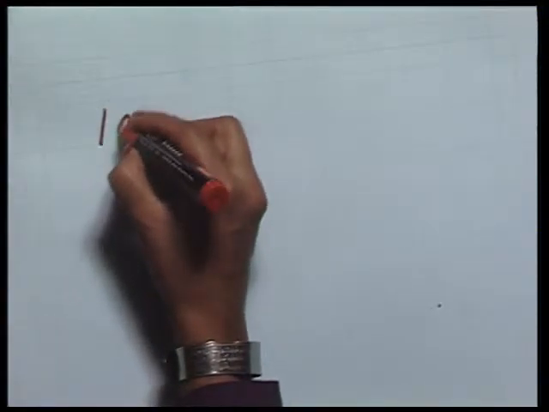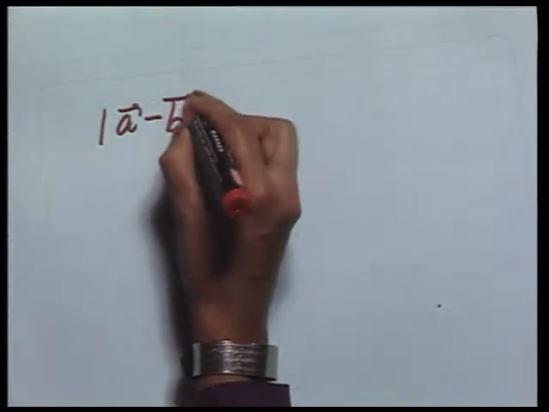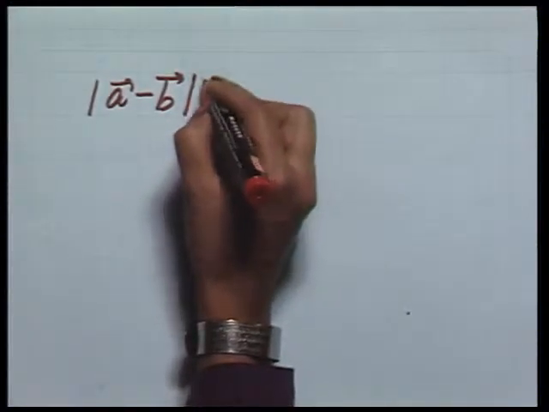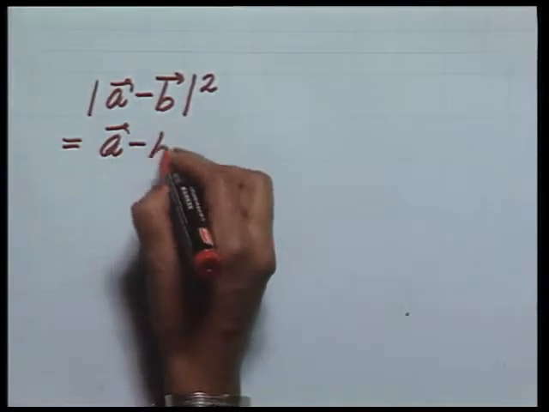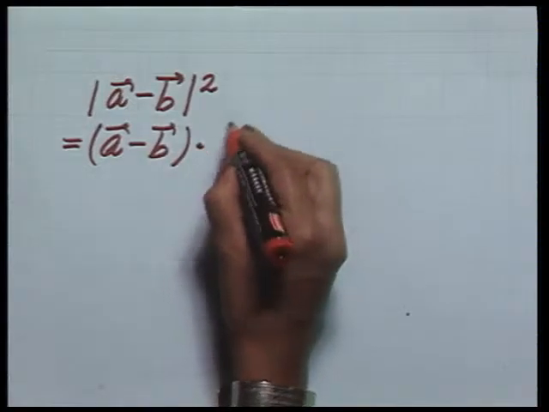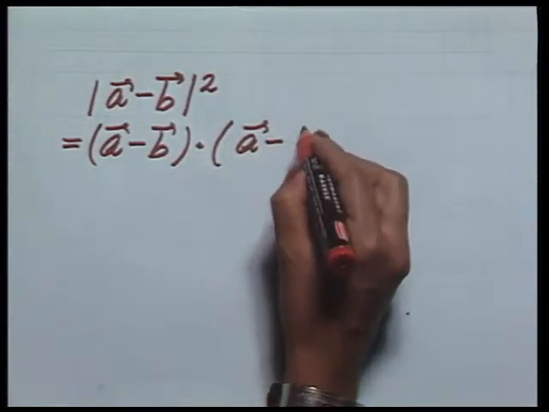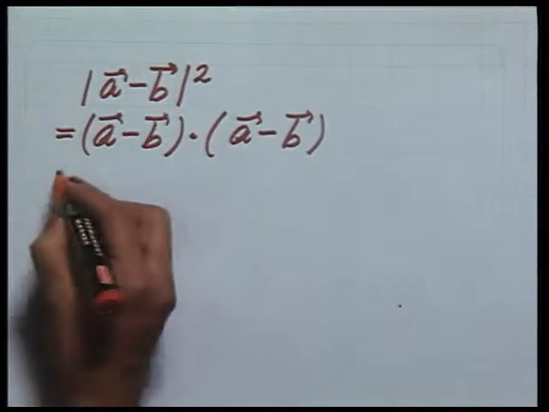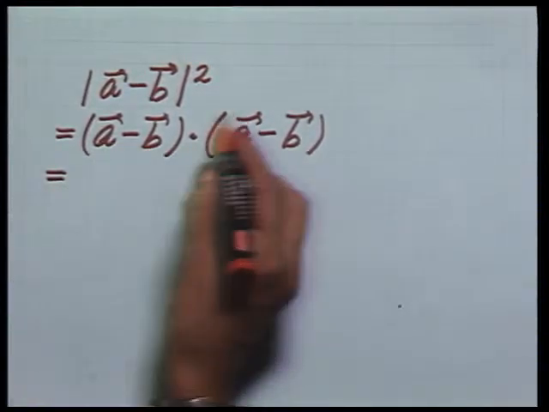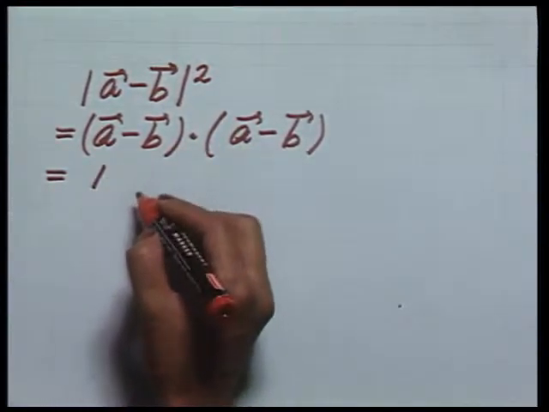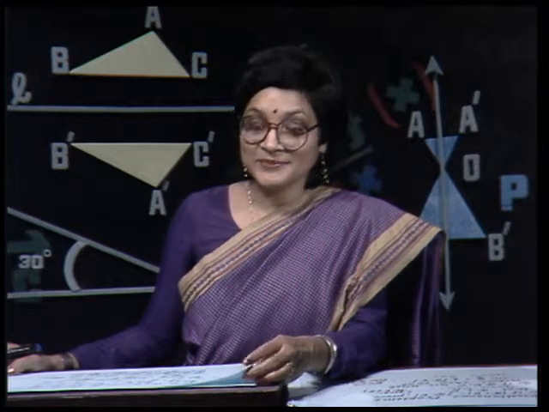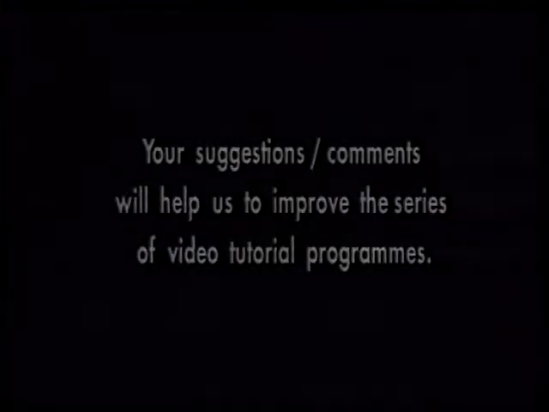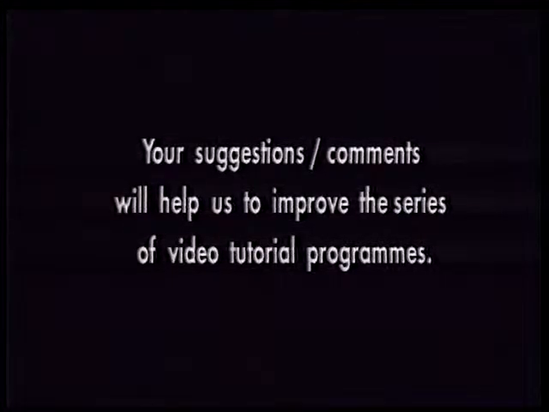Suppose I take mod A minus B squared. This is A minus B dot A minus B. And we get here A squared, A dot A, that is 1. And we get B squared, which is 1. And then I have B dot A and A dot B, so I have minus 2 A dot B. This is 2 minus 2 A dot B.